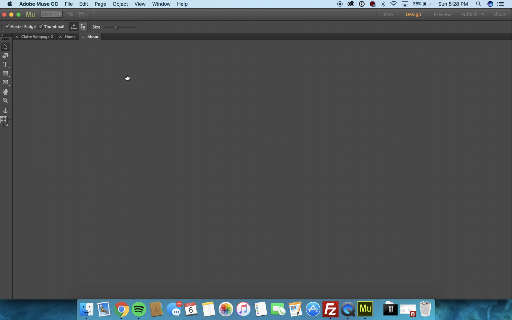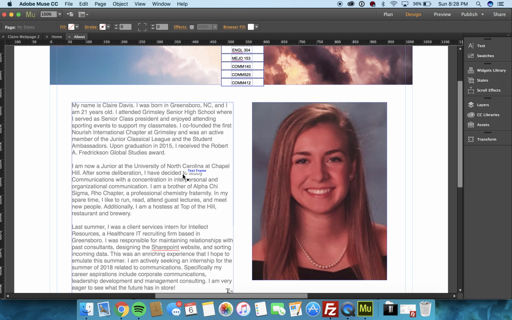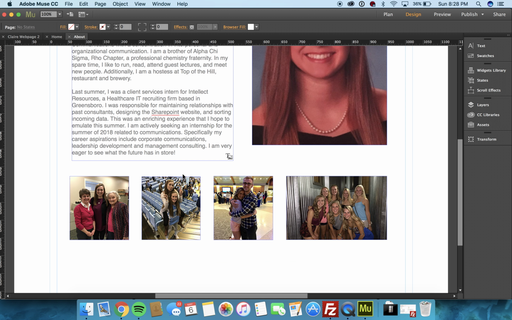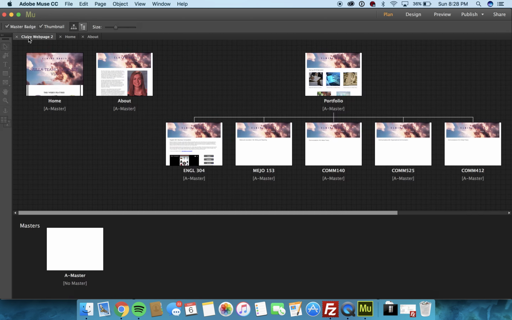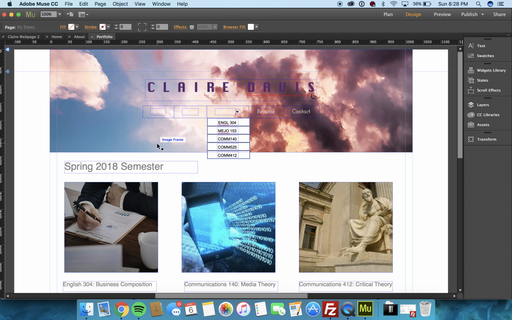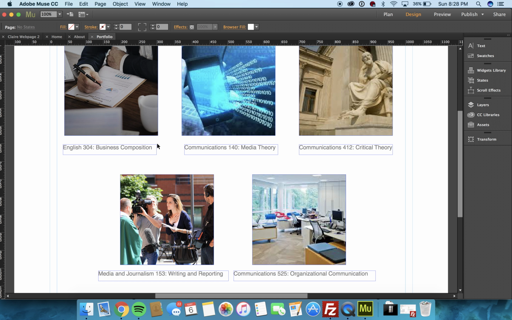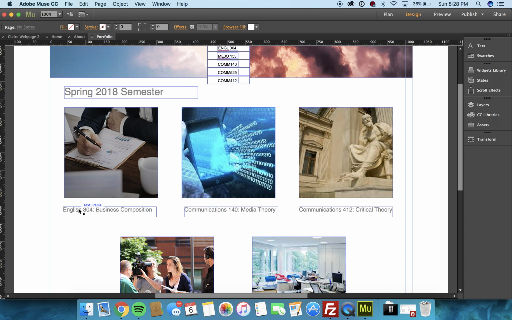So here, if we go to the About page, it's my basic bio information and some portraits that I included from just like the highlights of my years here at UNC. Here we have my portfolio. It takes us to these stock images I was able to download from offline with free usage rights. I tried to pick images that were relevant to the class, even though for some of the classes it was a little bit more difficult than others.